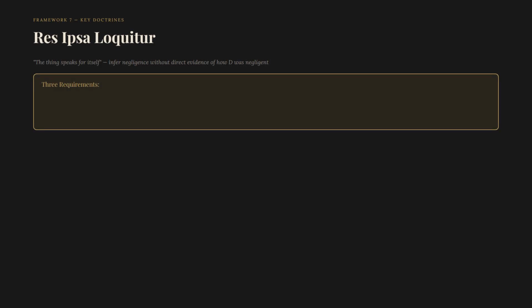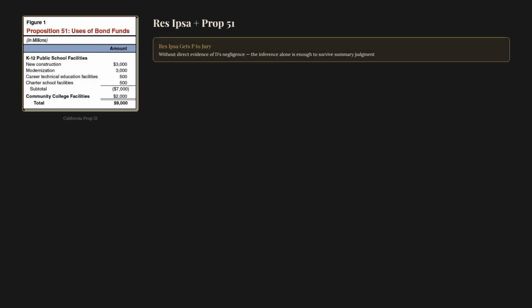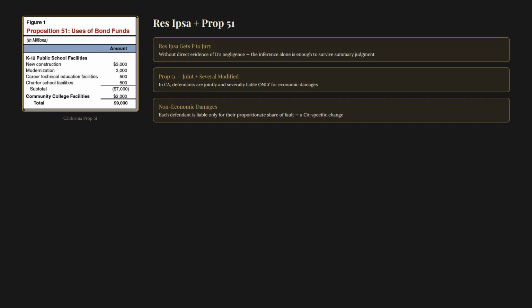Two doctrines that come up constantly and get mishandled: res ipsa loquitur and Prop 51. Res ipsa loquitur, the thing speaks for itself. P can use this to infer negligence when the accident is of a type that normally doesn't happen without negligence. The instrumentality was in D's exclusive control, and P didn't contribute to the accident, which gets P to the jury without direct evidence of how D was negligent.